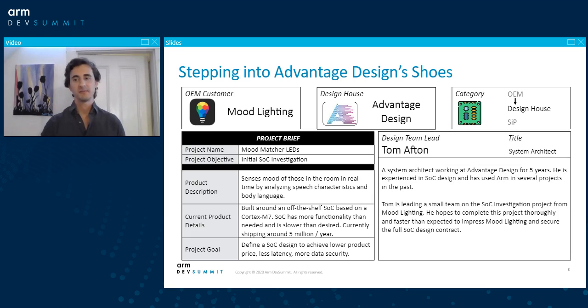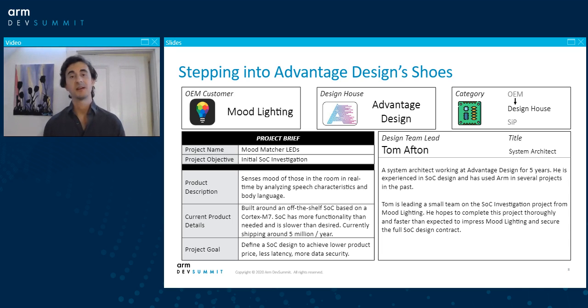So with this project brief, Advantage Design hands this to their system architect, Tom Afton. Tom is an experienced systems architect, been working at the company for about 5 years, experienced in SoC design, and has used ARM several times in the past. He's leading a small team on this SoC investigation project and is hoping to complete it thoroughly and faster than expected to impress Mood Lighting and secure the full SoC design contract, as this is just the initial investigation to get the block diagram of IP to use in the actual SoC design. So what is the first thing that Tom would do?